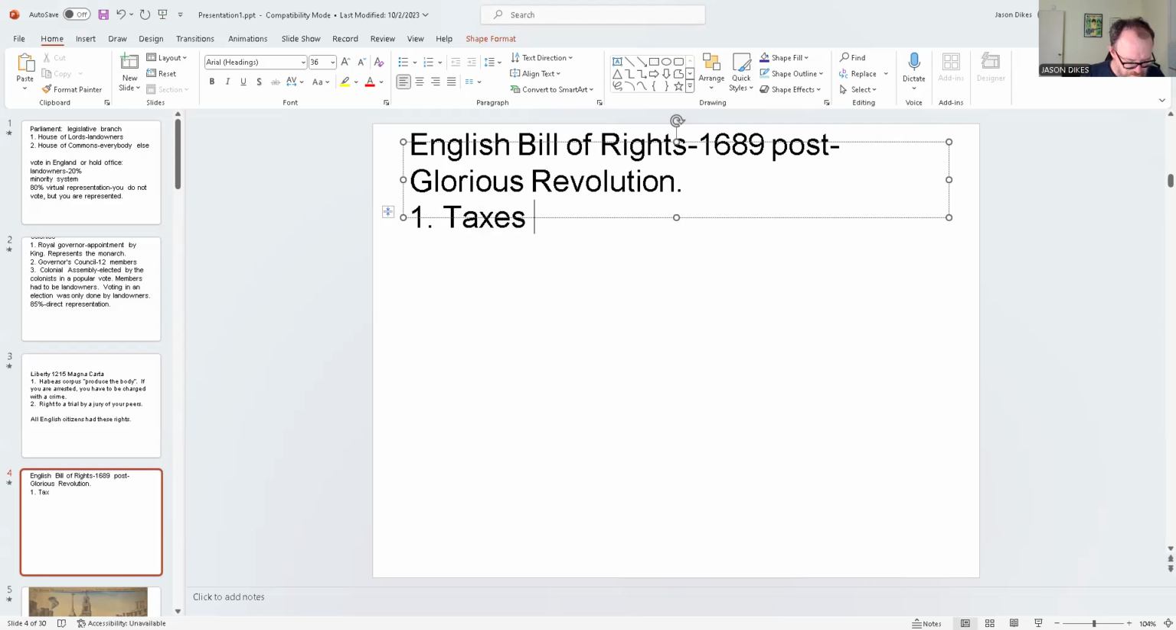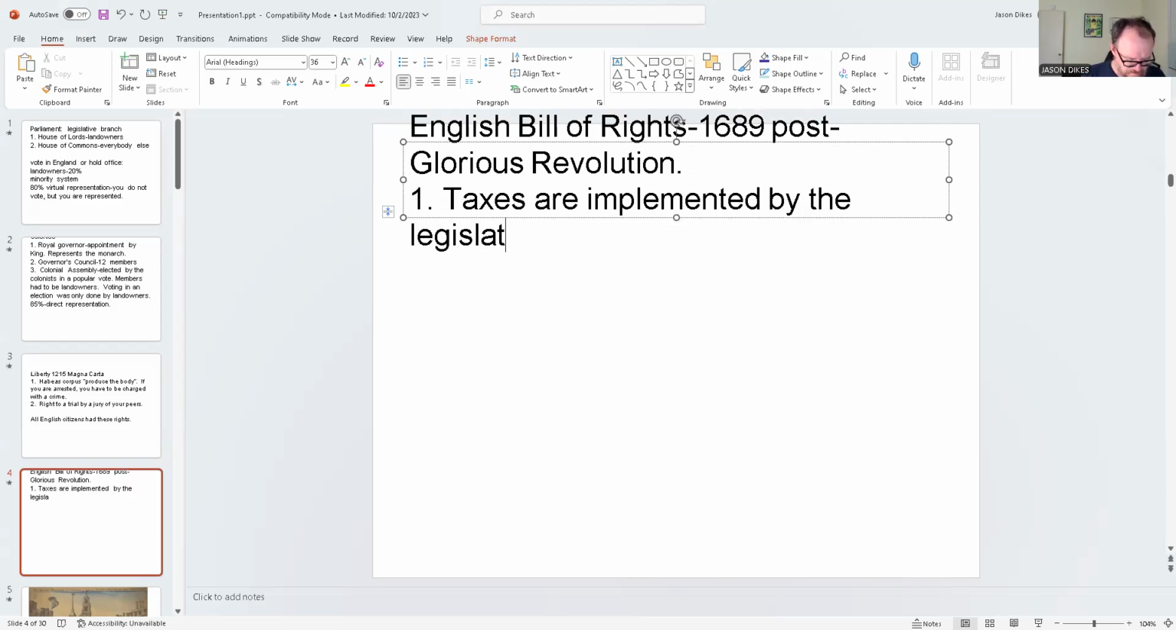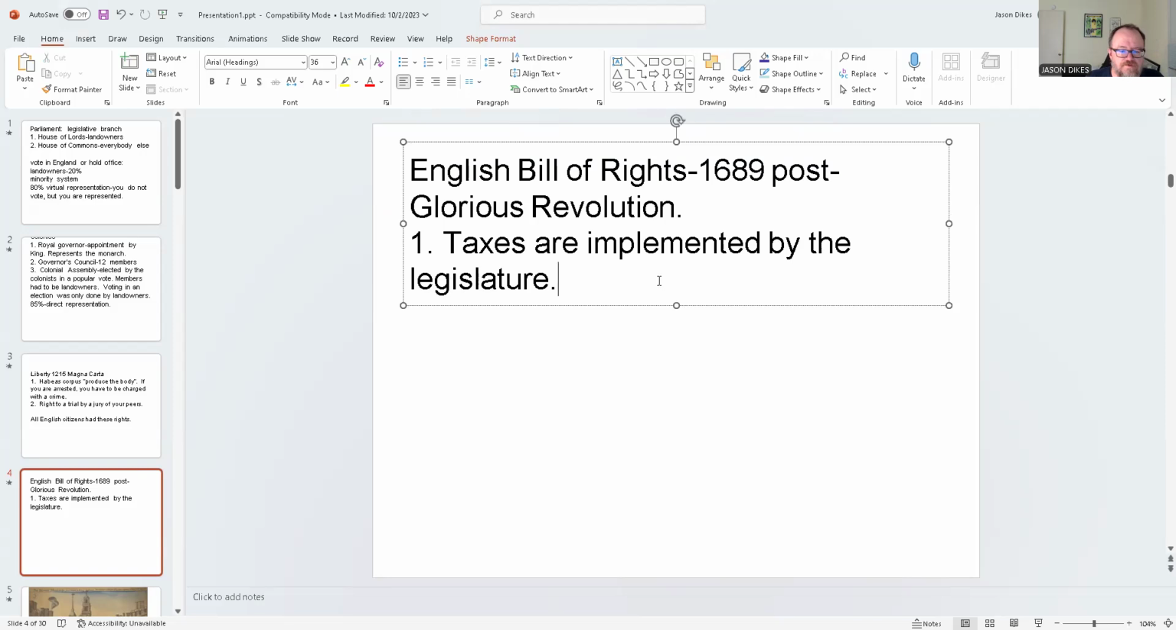The big one: taxes are implemented by the legislature, and that's really the only one I'm going to focus on here.